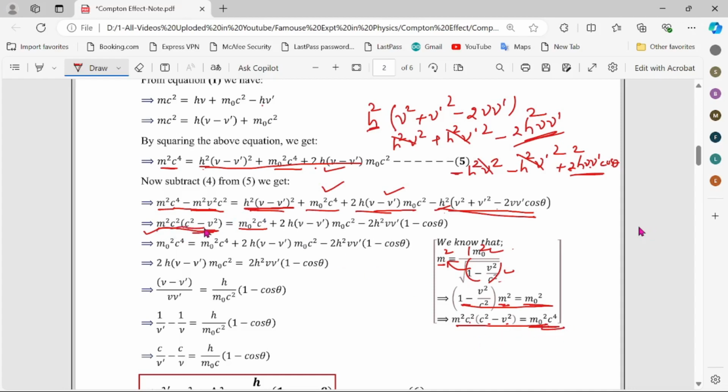So instead of this one, I substituted m naught square c to the 4 is equal to m naught square c to the 4 plus 2h mu minus mu dash m naught c square, here this term as such I have written. So here m naught square c to the 4 and m naught square c to the 4 got cancelled, and we found this one. If I take this term to the left hand side, it will be minus and another minus is there, so plus 2h mu minus mu dash m naught c square will be equal to 2h square mu mu dash into 1 minus cos theta, right?